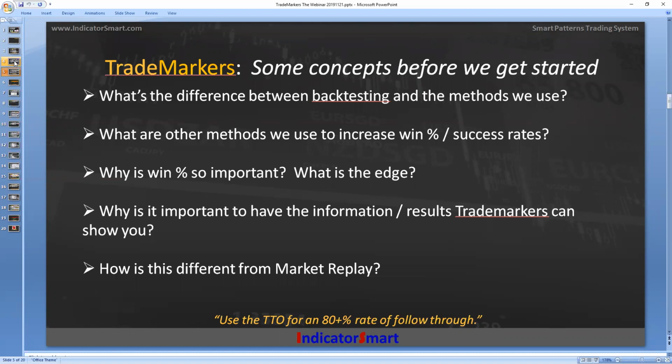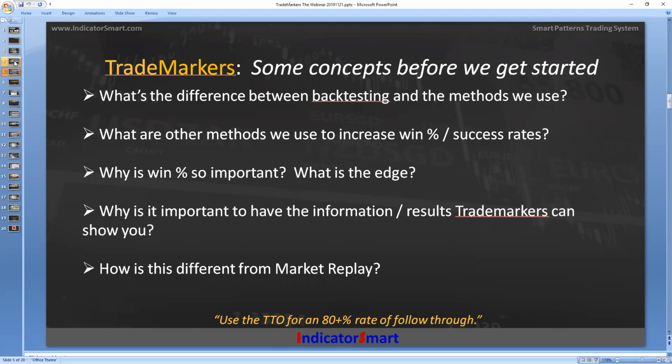And so when we look at these things, we can understand where we are in a bigger picture. And this helps us to understand also where we are in such a way, like I was discussing before, you know what's right and what's wrong while you're doing the trading. You don't get trapped into a mental trap. And why is it important to have the information, results that trade markers can show you?